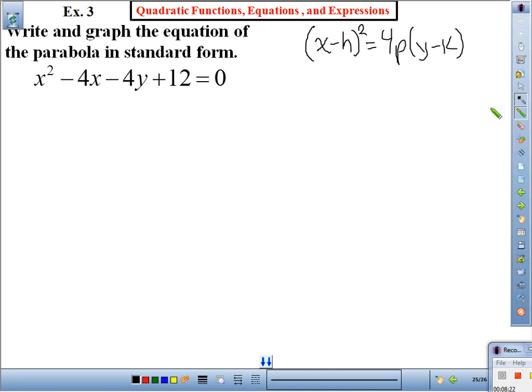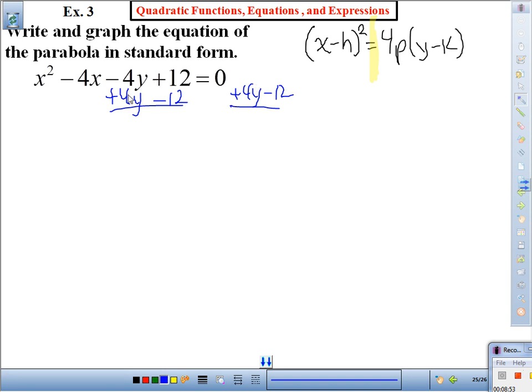Second clue. What do we notice here? That the x is by itself and everything else is on the other side. Look at this. Tell your neighbor what we need to do to leave x by itself on one side. Get rid of the y and the constant. How? Add 4y and subtract 12.